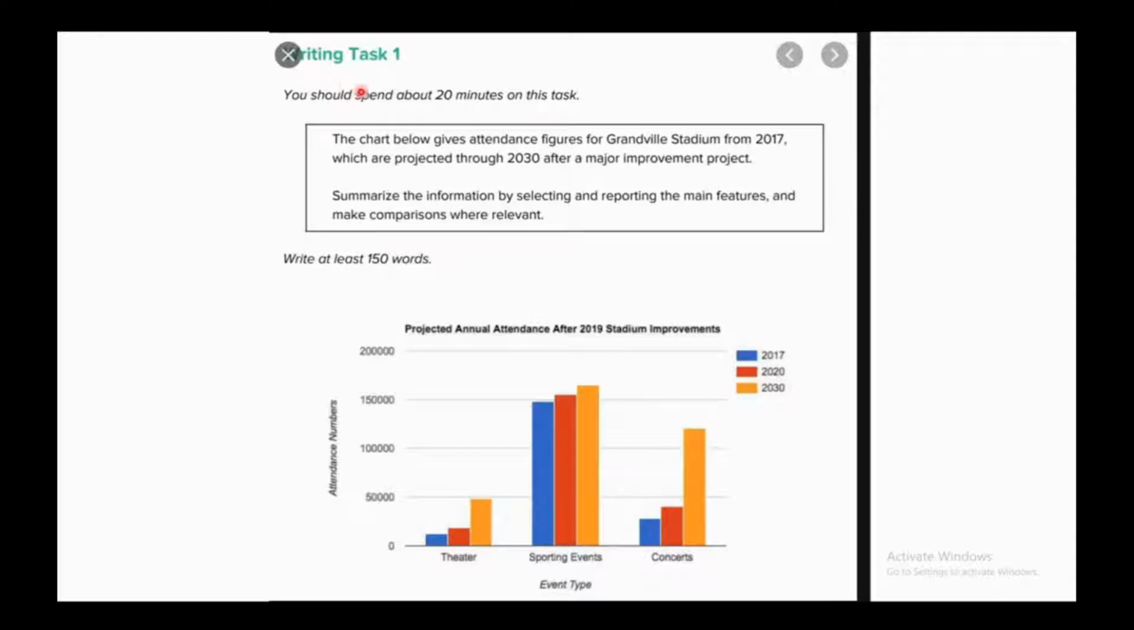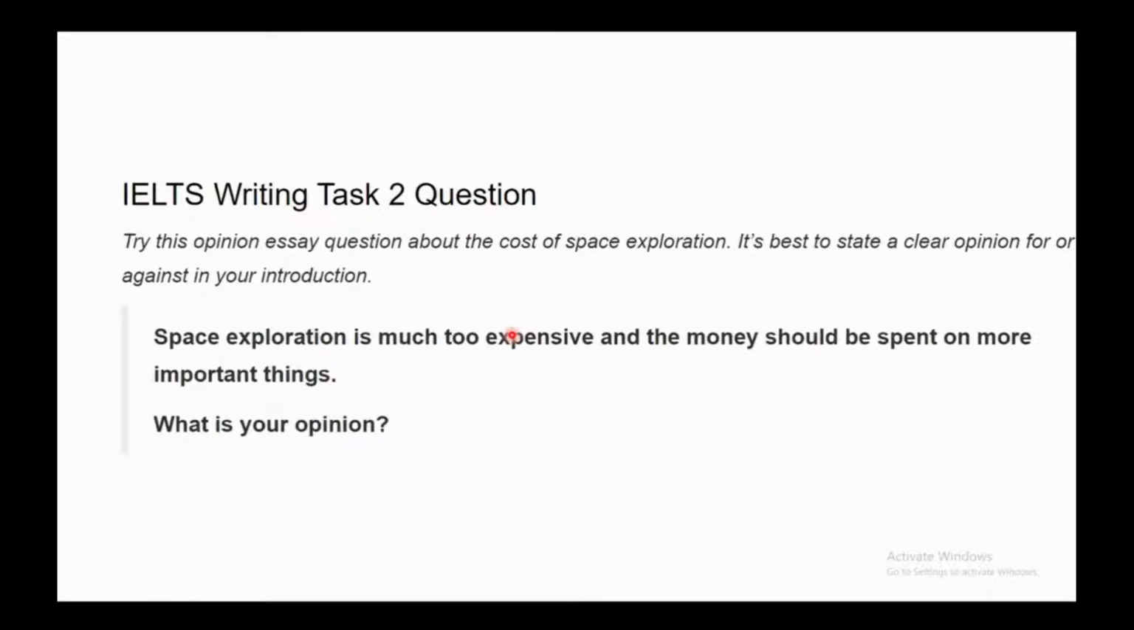In writing you will be given Task 1. You should spend 20 minutes on it. For this sort of question you will write at least 150 words. These are the instructions in the box that you will be given. And this is the picture, which could be a bar graph, pie chart, table, flow chart or diagram, and you have to describe it in 150 words. This is the question, and here is what you have to do.